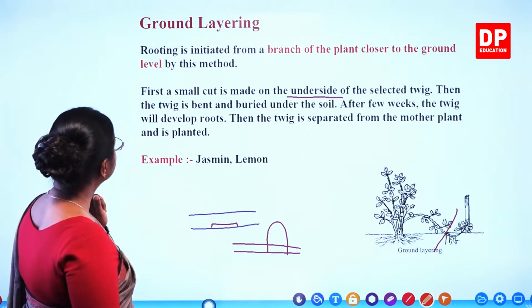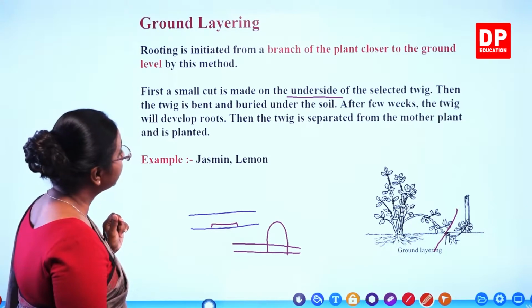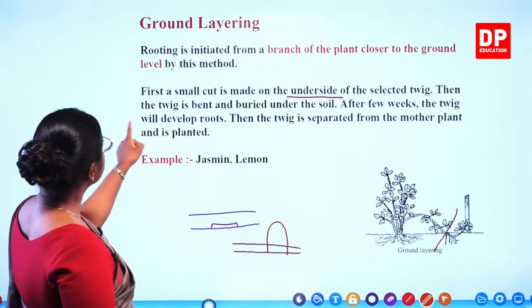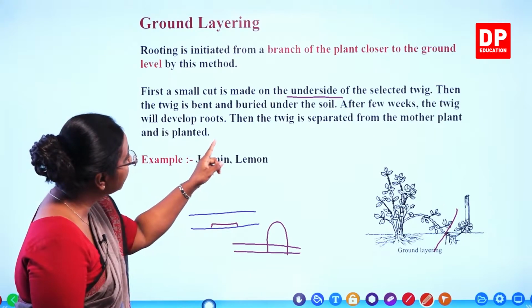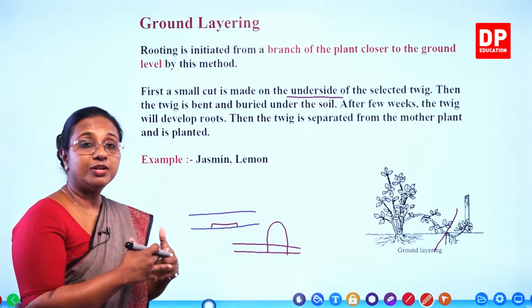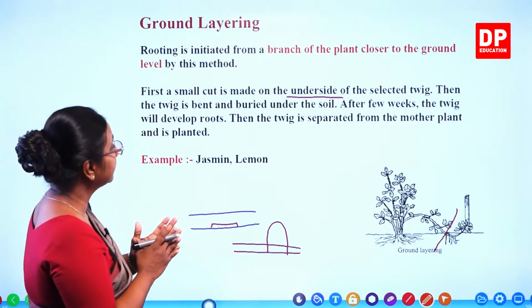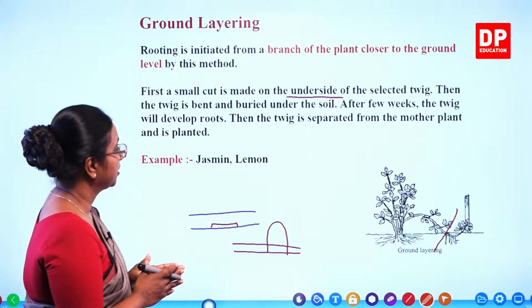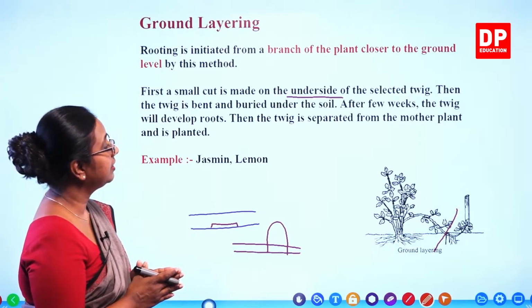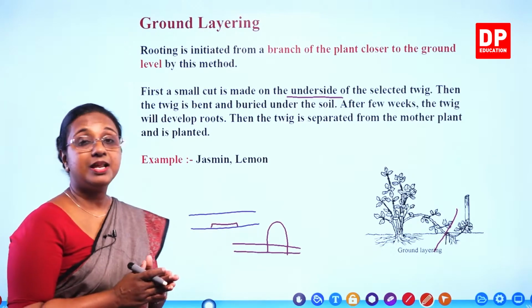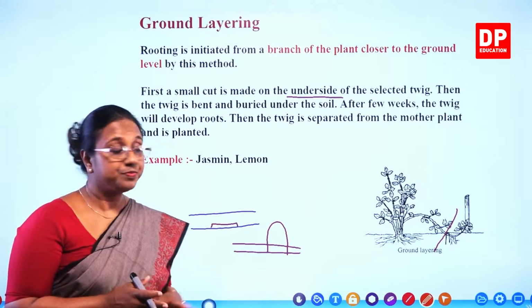If I go through the steps again, first a small cut is made on the underside of the selected twig. Then the twig is bent and buried under the soil. So that is what I told you. You take out a little bit of soil and bury it under the soil. After a few weeks, the twig will develop roots. Then the twig is separated from the mother plant and is planted. So you can separate the twig and replant it.